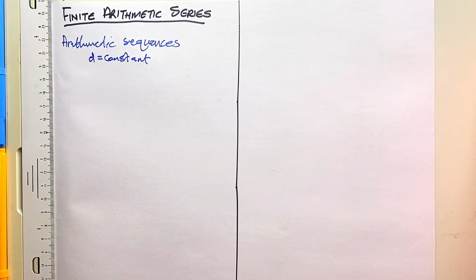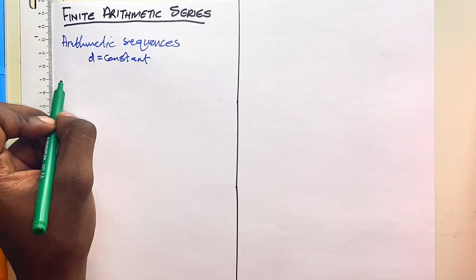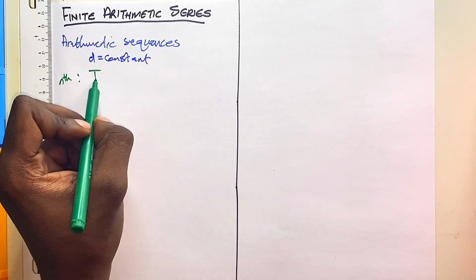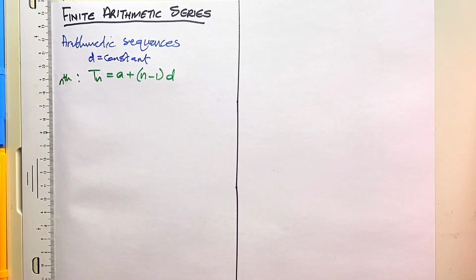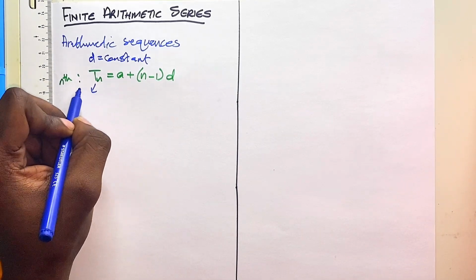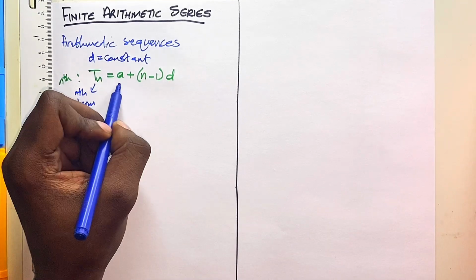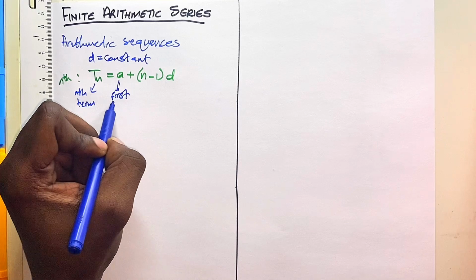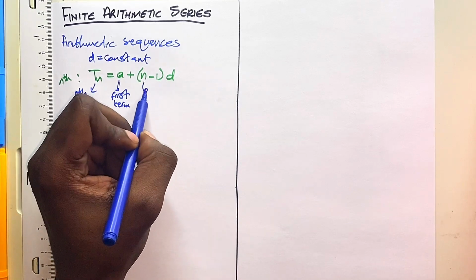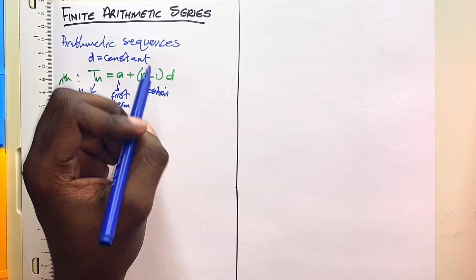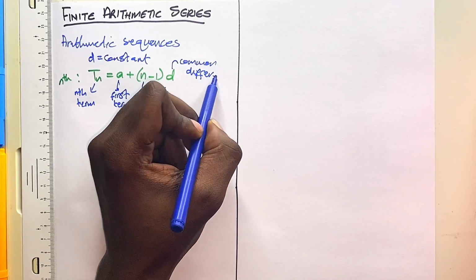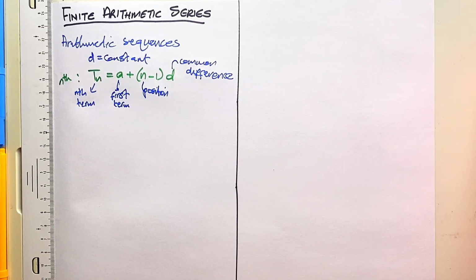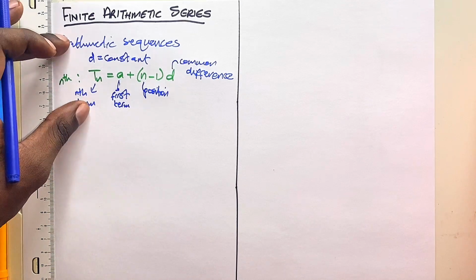Now we also spoke about the general formula for the nth term. We said that to find the nth term, it is given by Tn equals a plus (n minus 1) times D, whereby our Tn gives us our nth term. Our a would give us our first term. Our n would be the position of the term, and our D will be our common difference. Now this is for arithmetic sequences.